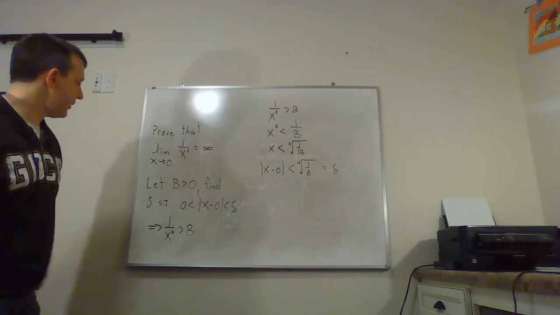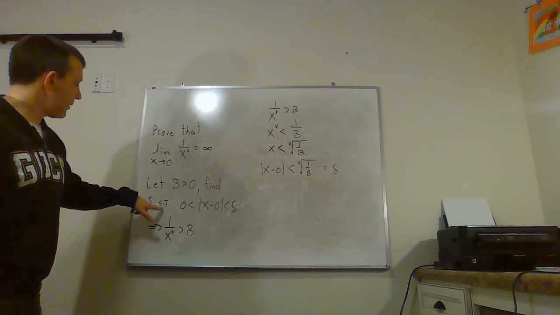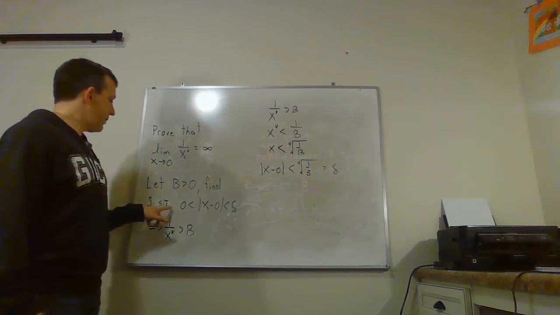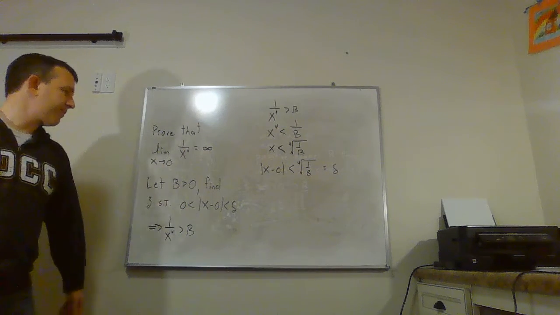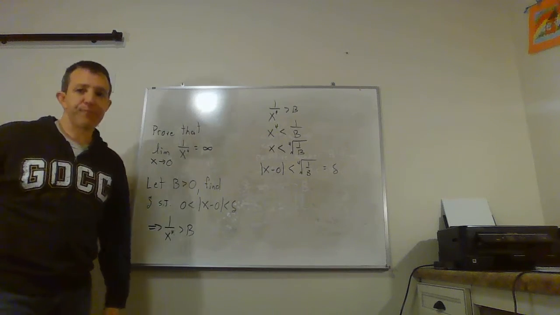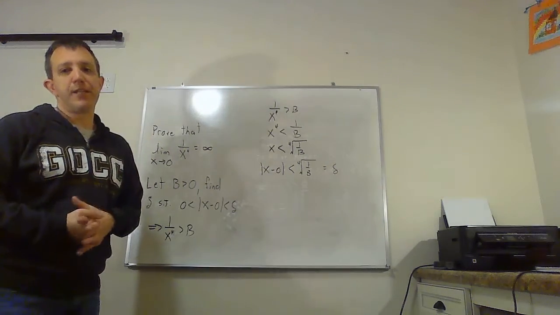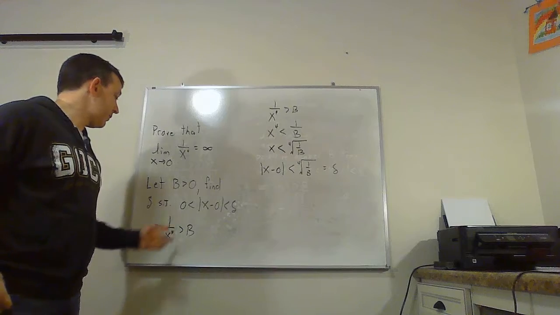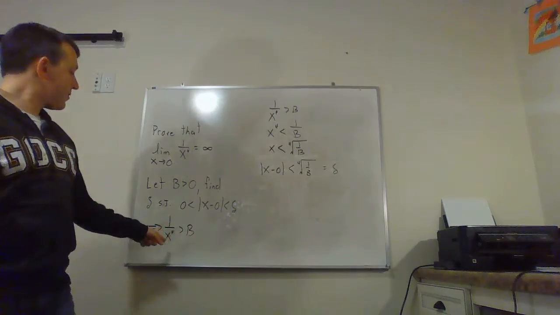In this case, we call it b. So we're going to find delta such that 0 less than the absolute value of x minus 0 less than delta implies that 1 over x to the fourth is greater than b. So as with a lot of these proofs involving epsilons and deltas, or in this case b and delta, we're going to start at the end of it.